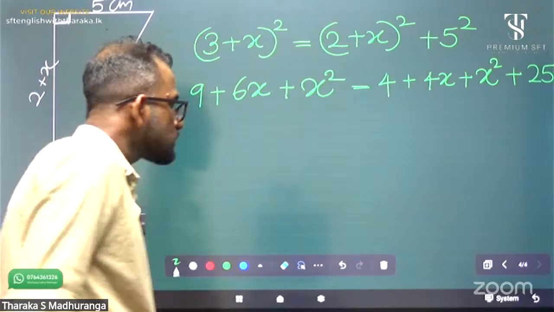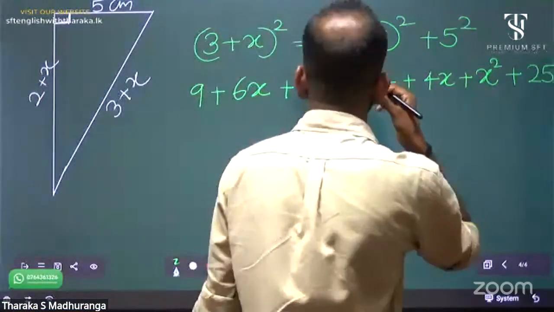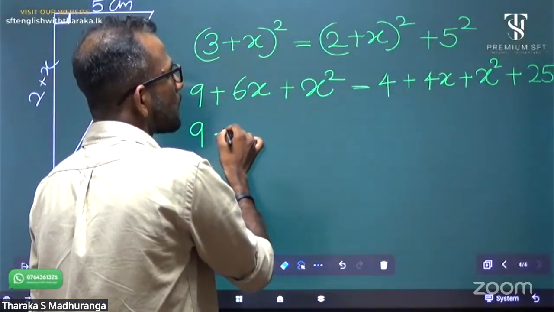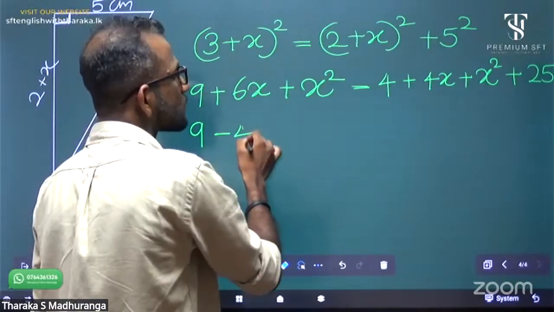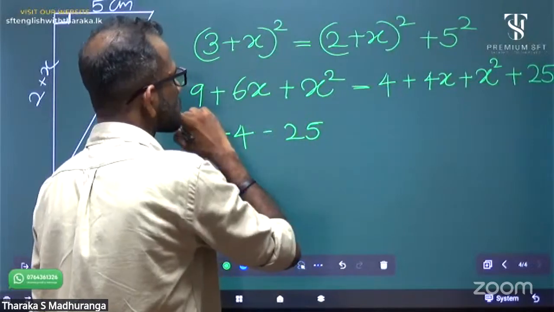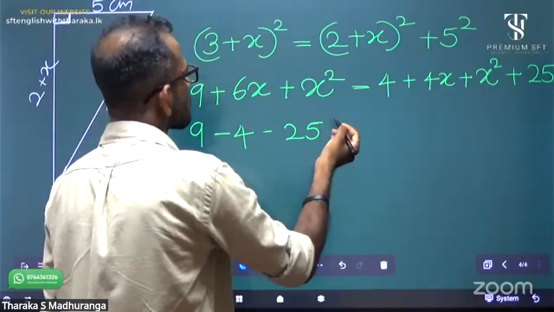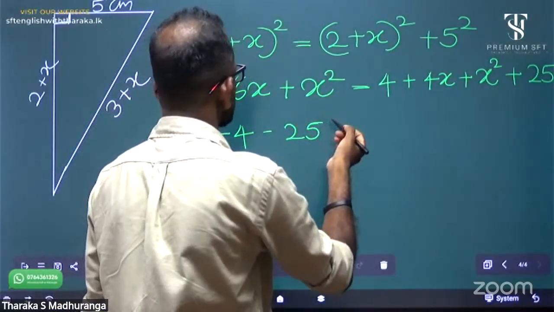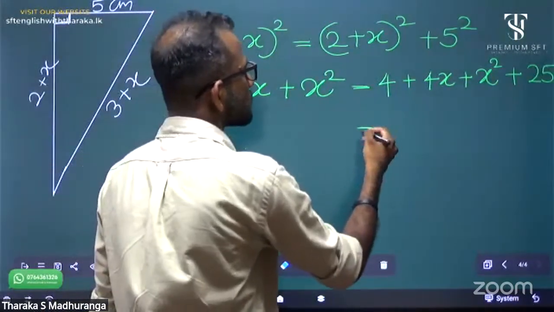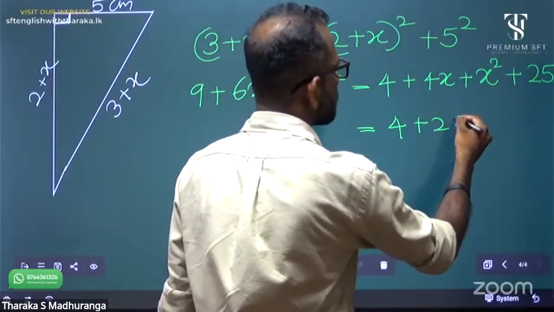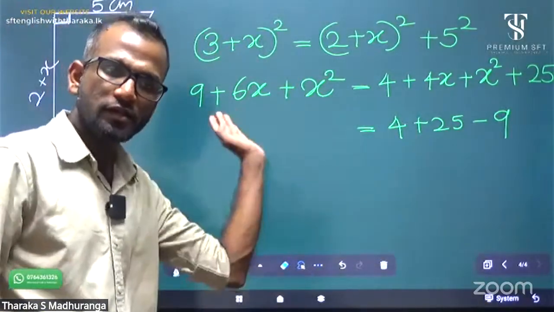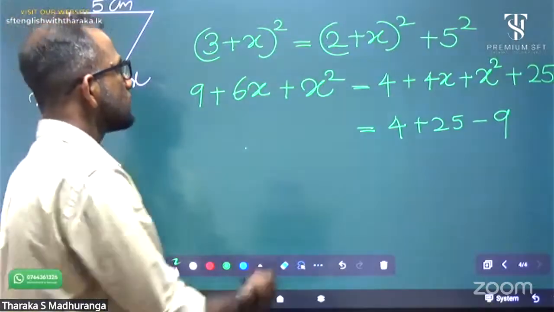Okay. How to isolate? Now 9 minus 4 minus 25. No, get into the opposite side, it's better. 4 plus 25 minus 9. Get all the values into the right side.